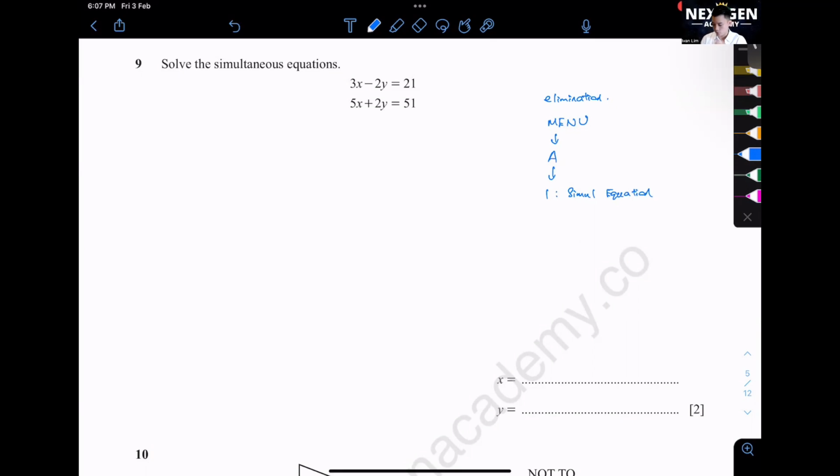Next time, anyone who wants to do A levels, this calculator can solve up to 4 unknowns. So this calculator is actually the more advanced one right now. Go to simul equation. You press 2 because I have 2 unknowns. Then you see they give you 0x plus 0y equals 0, 0x plus 0y equals 0.